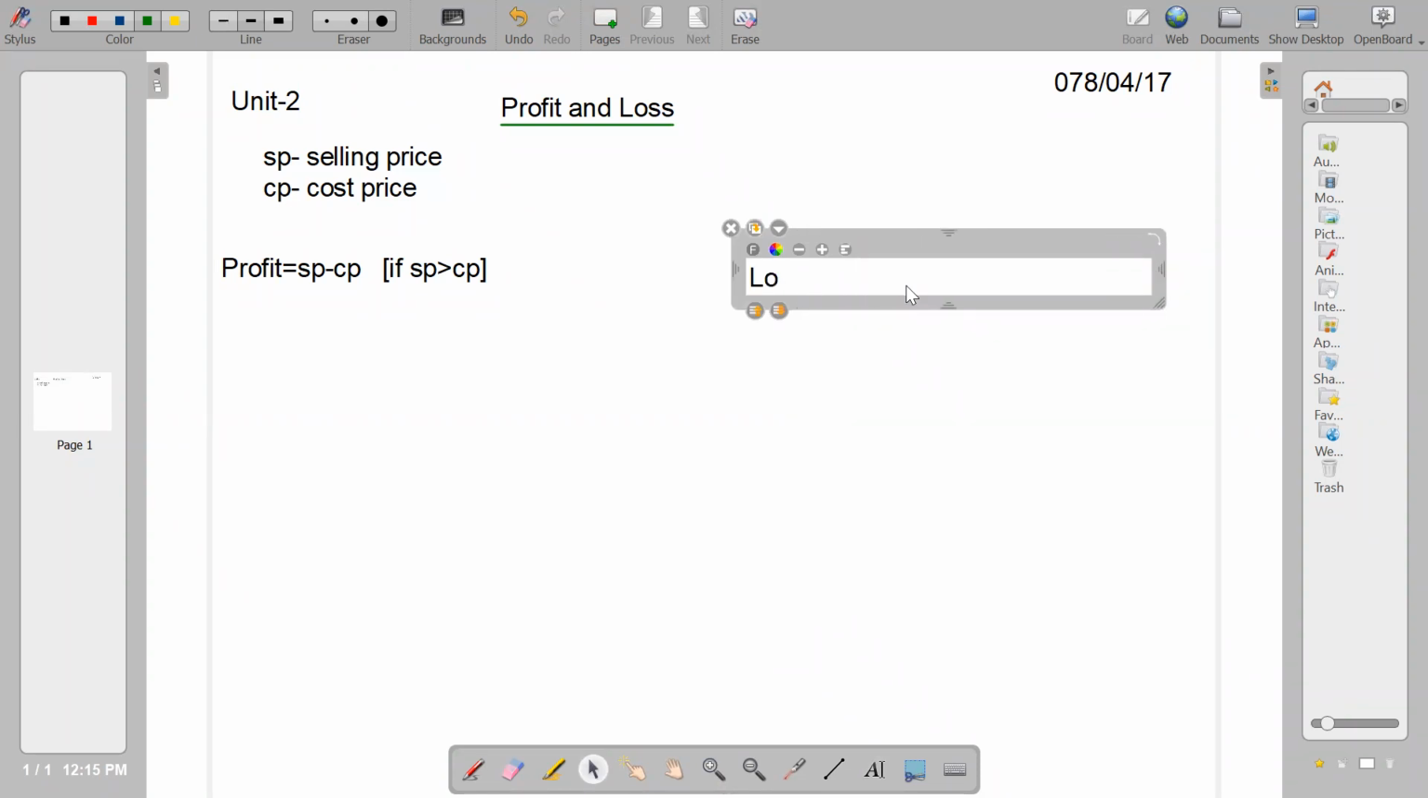If CP is more, then the shopkeeper has to bear loss. Loss is CP minus SP, if SP is less than CP.